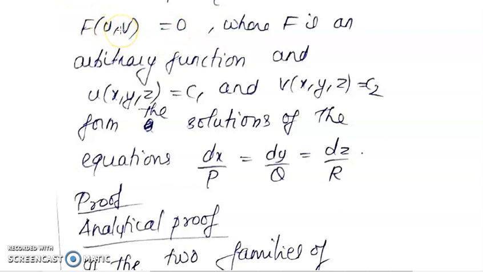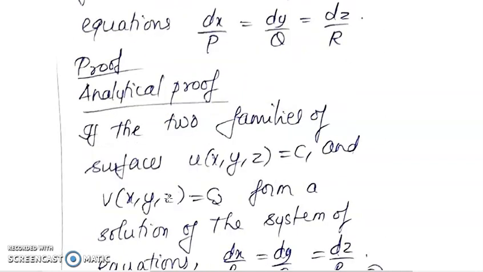Then we'll take f of u, v equal to 0, where f of u, v is an arbitrary function of u and v. Previously we did the elimination of the arbitrary function: if you are given f of u, v equal to 0, you know how to find the corresponding PDE. You will get a first order linear PDE there. We will actually show that both are the same, that in both cases the PDE is the same. That's how we prove the theorem.